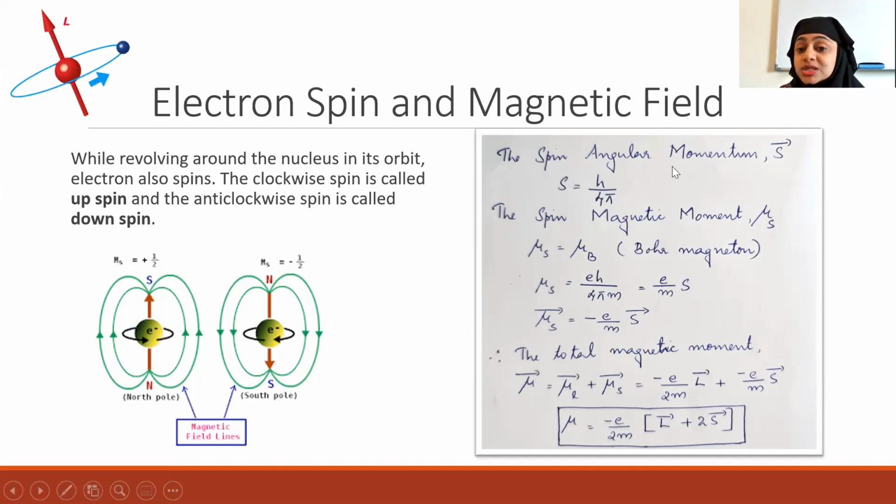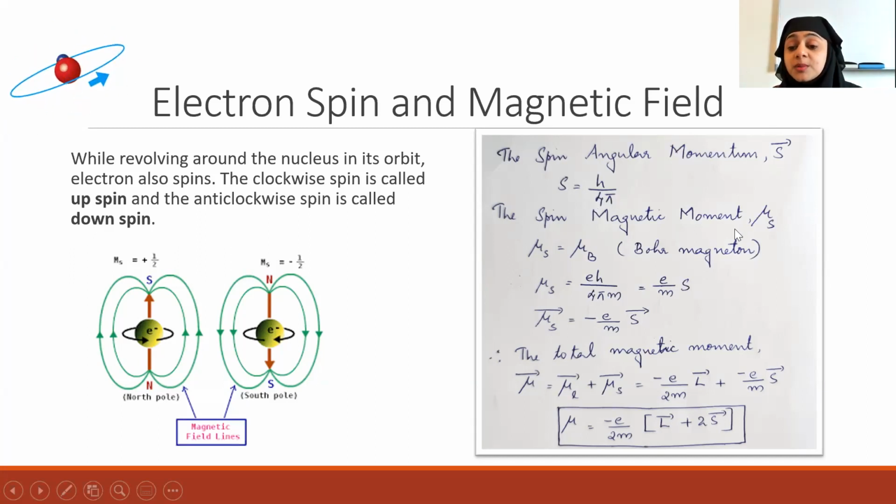Angular momentum L was h by 2 pi for the first orbit. Here you can see that there is no n, which means the spin angular momentum does not depend on which orbit it is. Whichever orbit the electron is spinning, its value is a constant and it is h by 4 pi. What is h? Planck's constant. So 4 and pi are constants. So the spin angular momentum of an electron is a constant. It is h by 4 pi.